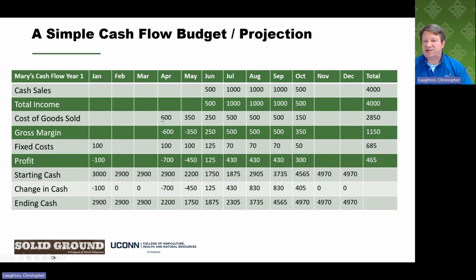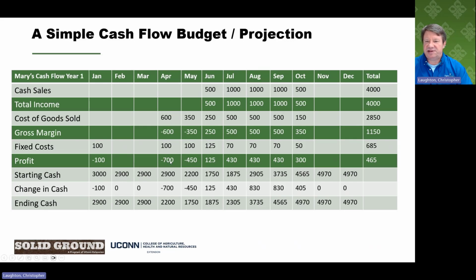Then we have cost of goods sold. And note some key things here. One is that cost of goods sold starts before the revenue starts because you got to plant the crops before you can sell them, right? So in this case, in April, we had $600 in expenses, but no revenue yet. So that gave us a gross margin of minus 600. And then we had some fixed costs. We had some office expenses. So that made it even more negative.